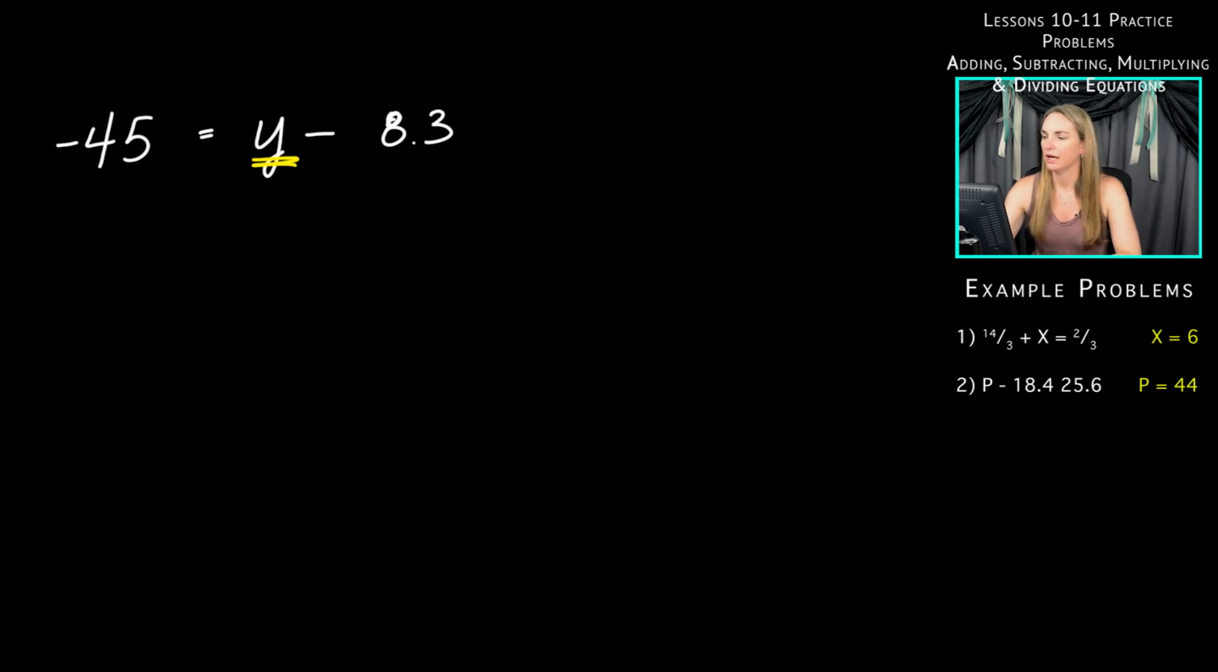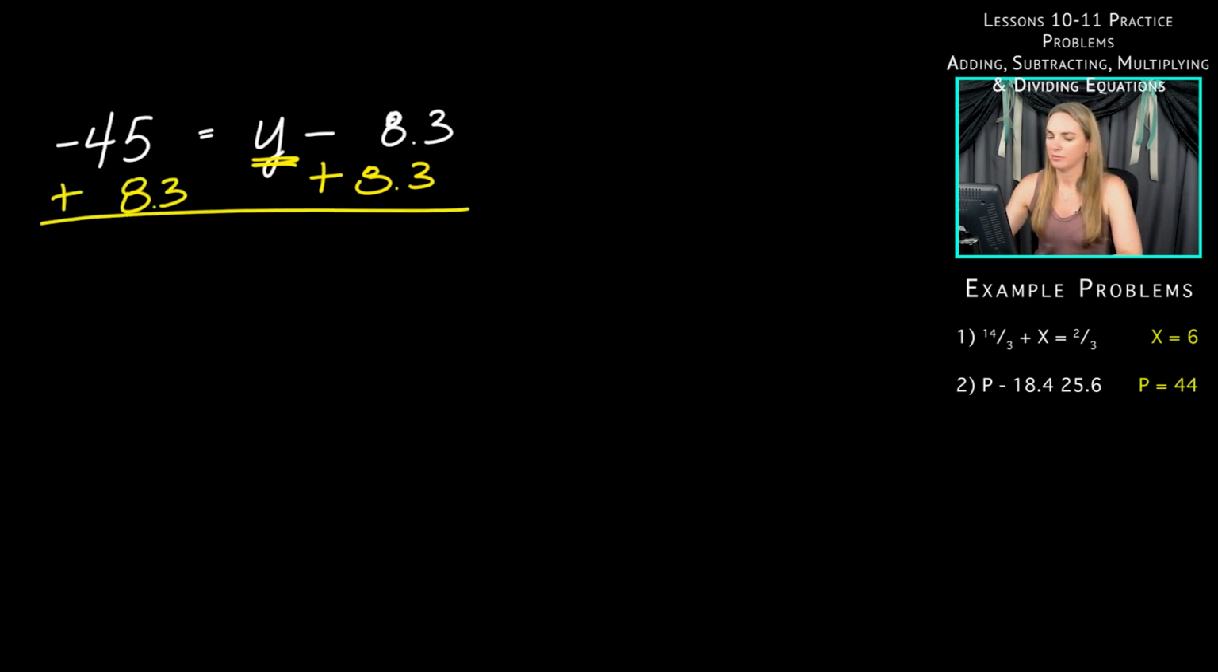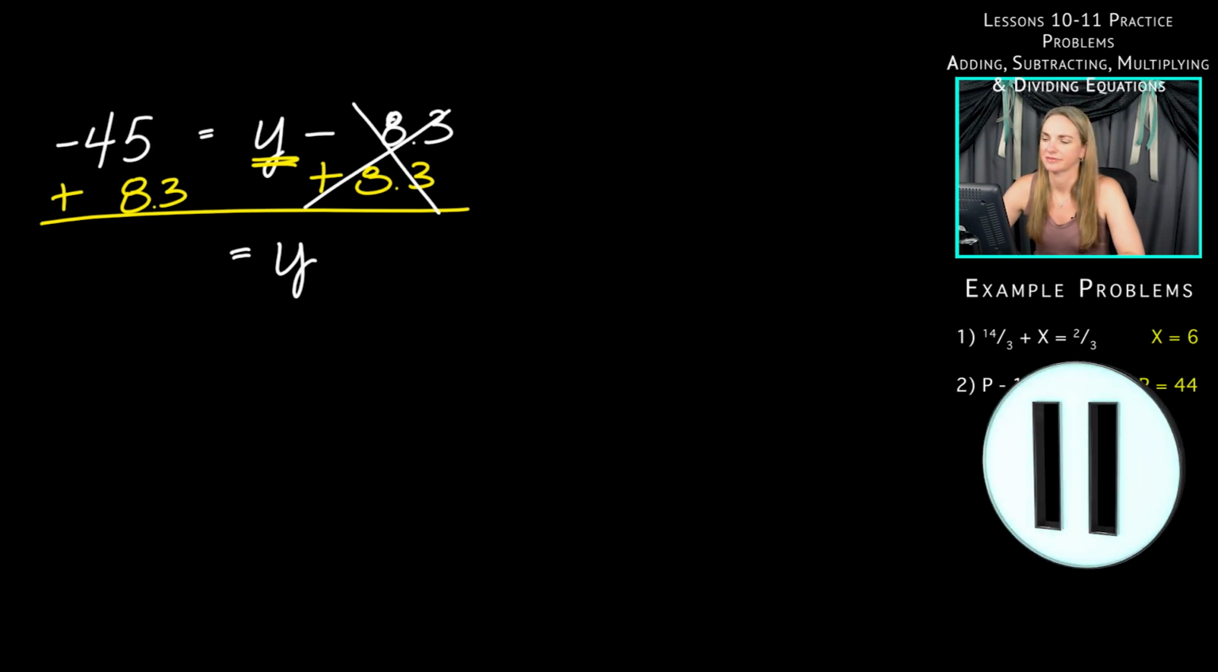So in order to do that, I have to do the opposite of minus 8.3, which is plus 8.3. And whatever I do to one side, I have to do to the other side. So I'm going to add 8.3 to both sides. Now on this side, negative 8.3 and positive 8.3 cancels. So all I'm left with on the right side is y. And then I'm going to go ahead and solve on the left side. So go ahead and solve negative 45 plus 8.3, and you can pause the video and join us back when you're finished.